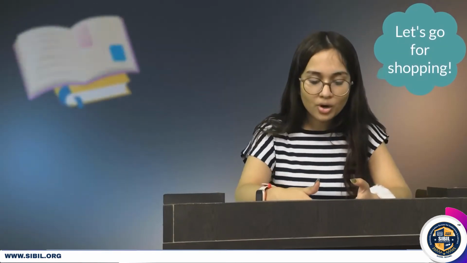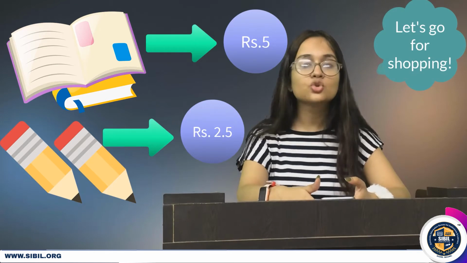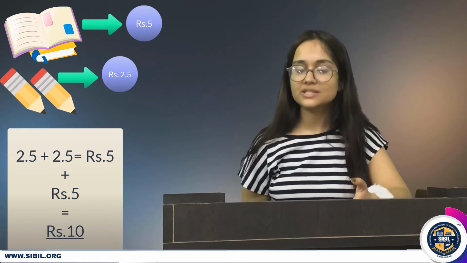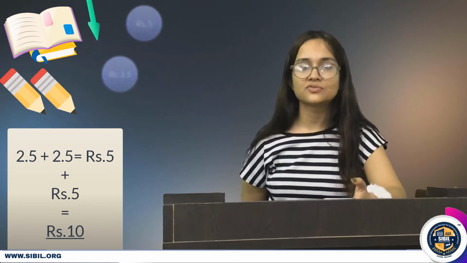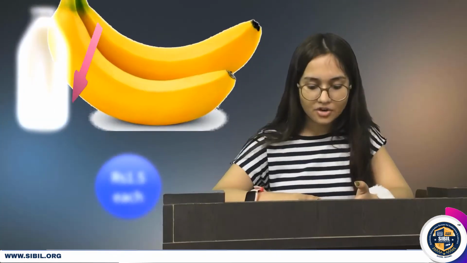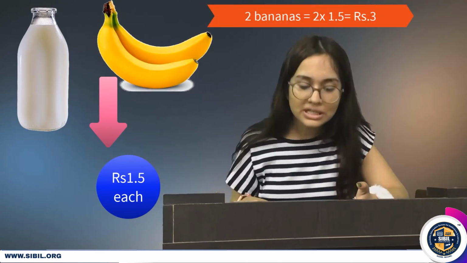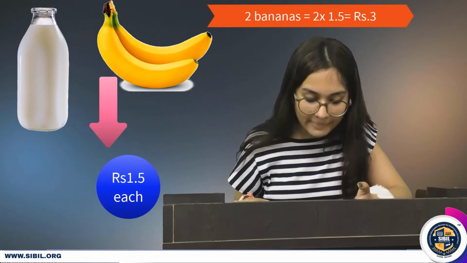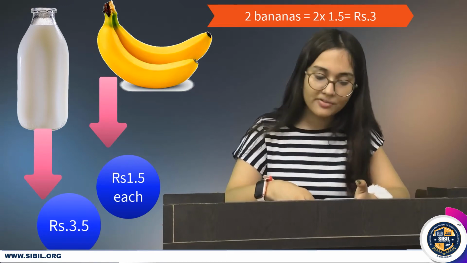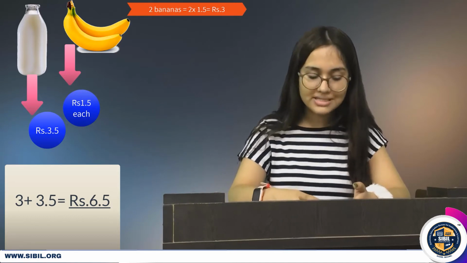When we say one notebook and two pencils, the notebook is rupees 5 while the pencil is rupees 2.5. Two pencils, 2.5 plus 2.5, will make rupees 5, and the notebook is rupees 5 only. So the total amount will be rupees 10. Then 2 bananas and a glass of milk. A banana is 1.5 rupees, so 2 bananas will make 3 rupees. The cost of a glass of milk is 3.5 rupees, so you add it to 3, which makes rupees 6.5. This is how you need to do the other calculations as well.